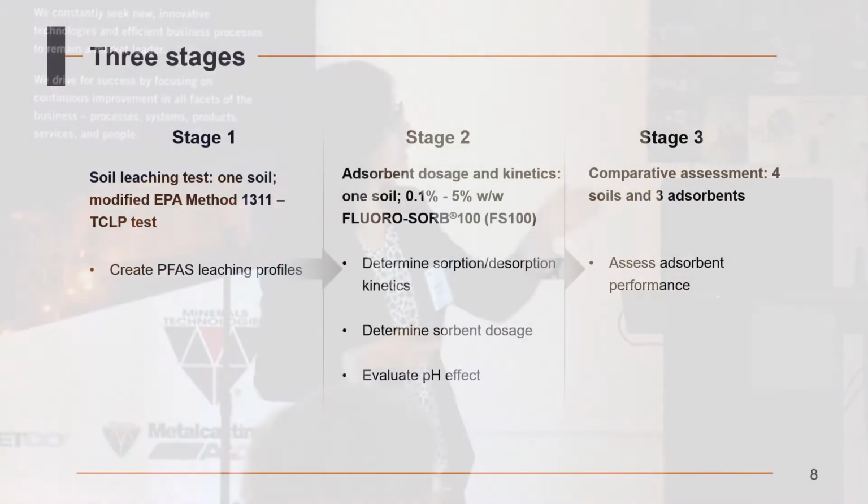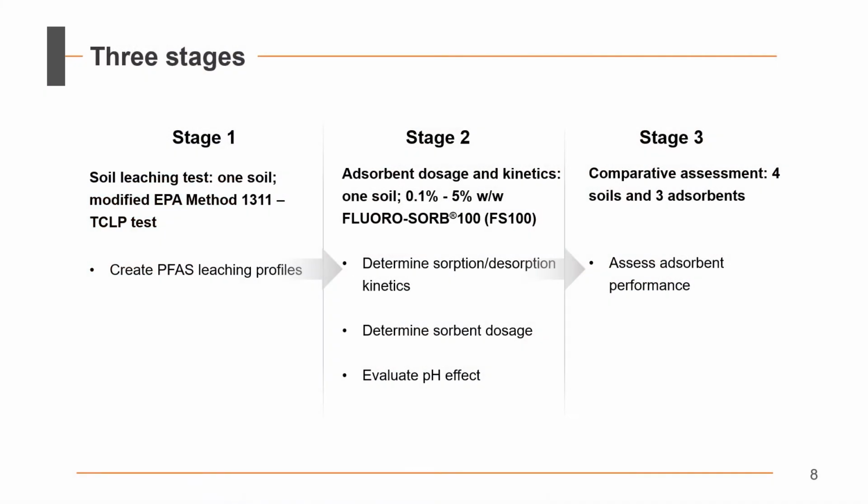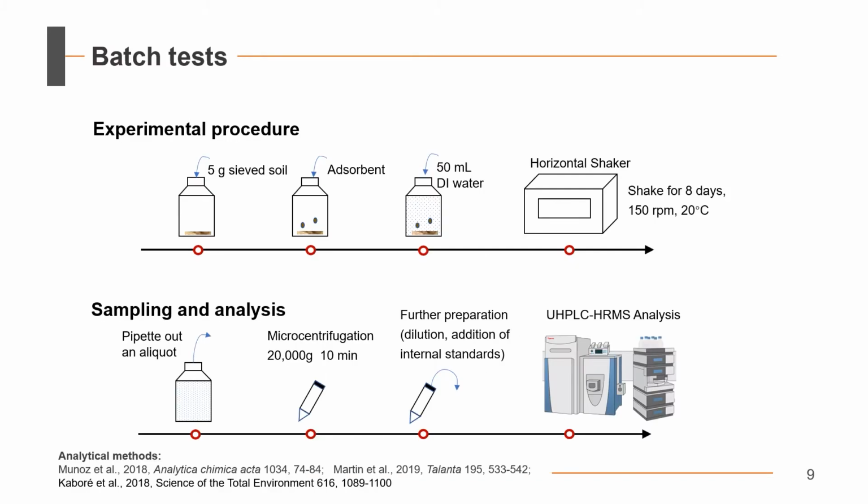And then we had to decide, since we were doing lab tests, how we could simulate the natural condition, but in a short period of time in the lab. So we had to decide how long to shake it, the kinetics, also the sorbent dosage, and the solution pH. And after we narrowed down the set of conditions, we used them for competitive assessment. So just a simple procedure: 5 grams of soil, a certain amount of sorbent, or when you just want to look at the leaching profile, no sorbent added, and 50 ml of deionized water. And then we shake it on a large shaker for up to 8 days.